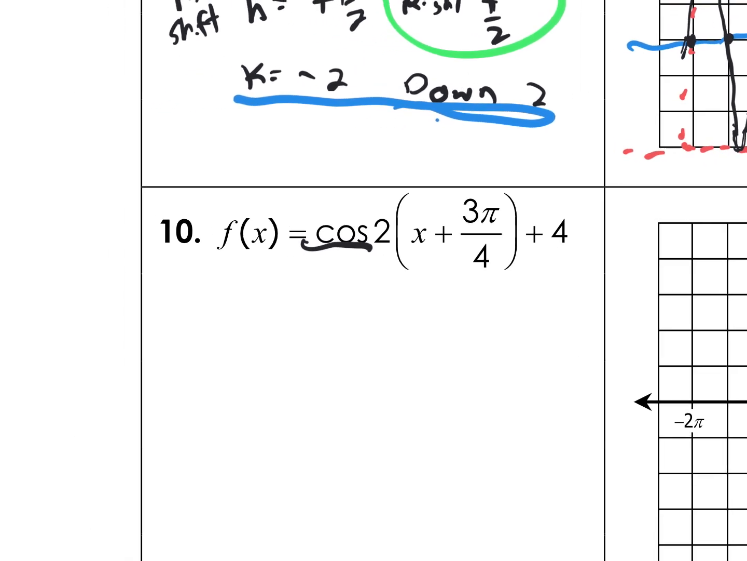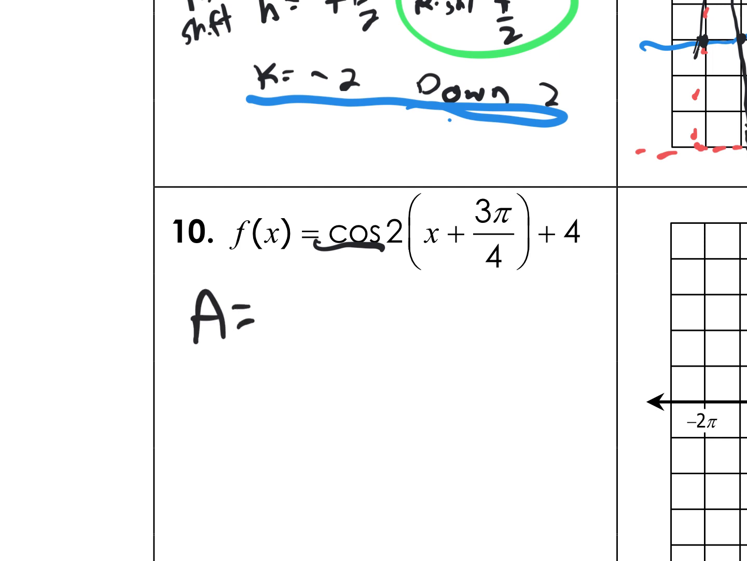Okay. What's my amplitude on number 10? What's my A? Caleb? I need your help. What's my A? Your A is 3. Nope. Oh, 2. Nope. 1. What's my B? 4. No. 2. Yes. Therefore, what's my period? Yeah, it's going to be 2 pi divided by 2 is 1 pi.